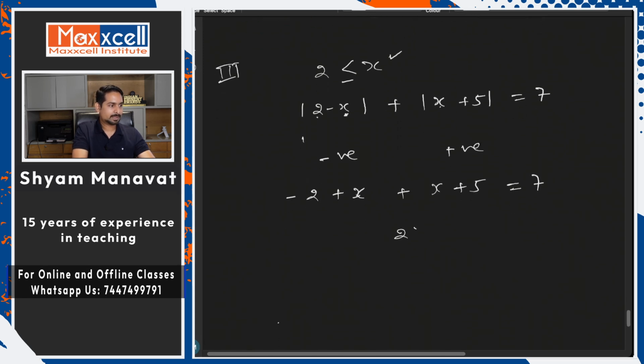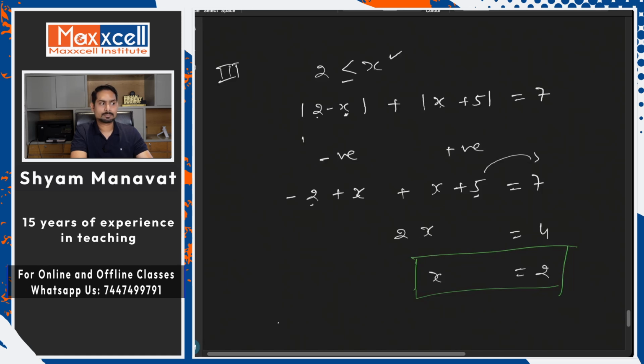Here you got 2x, and then here you have minus 2 plus 5, which is plus 3. Plus 3 to the other side, so it will become minus 3. 7 minus 3 is what? 4. So x is equal to what? 2. You got x is equal to 2. X is equal to 2 in the range when x is more than equal to 2. So are you finding this value of x fitting in this segment?